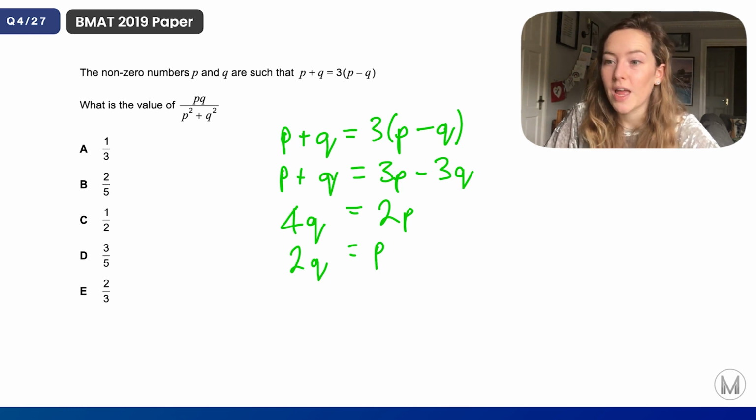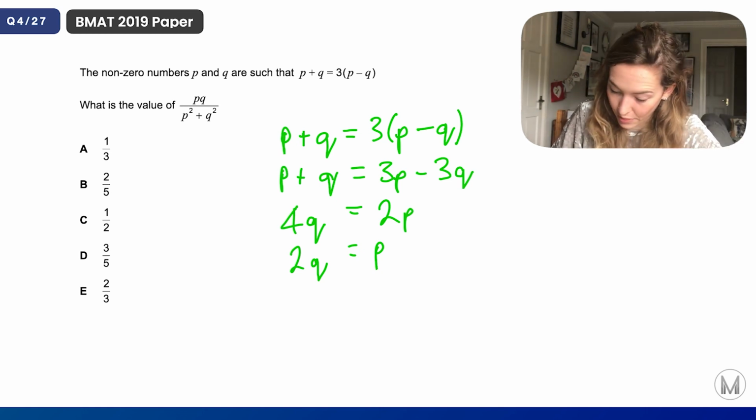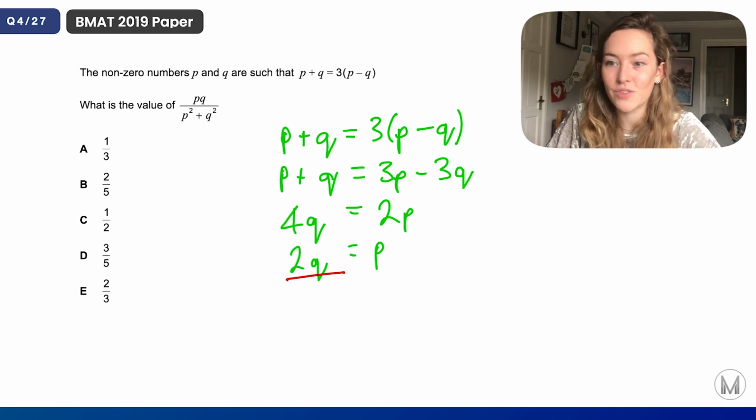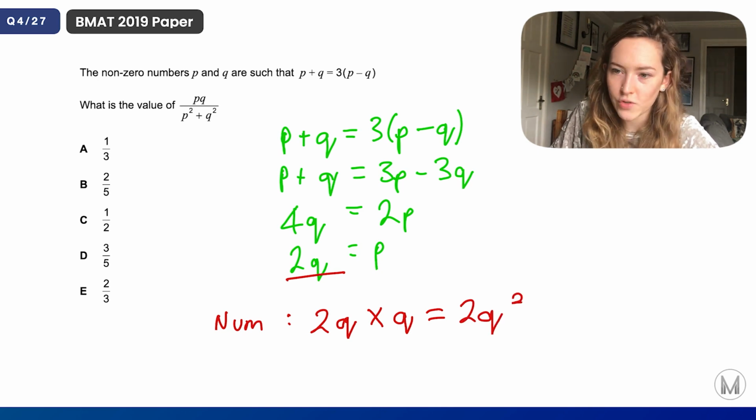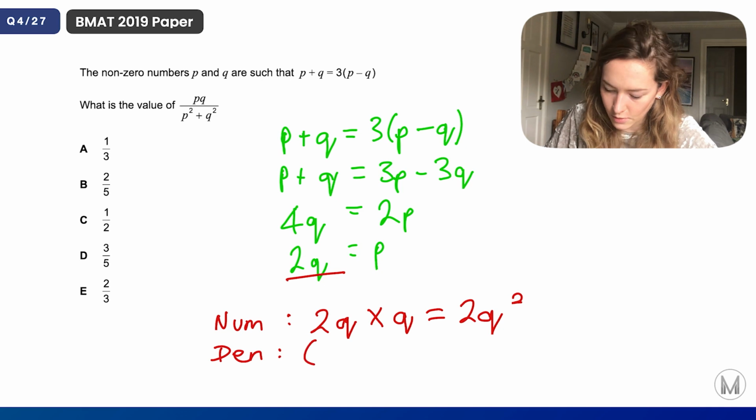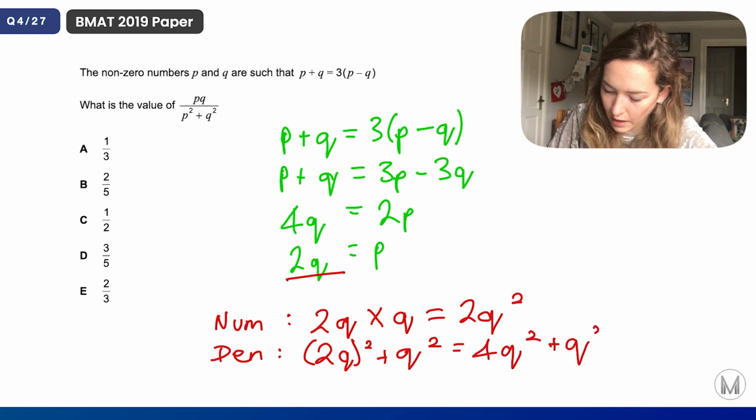We can then substitute the expression p equals 2q into the equation of the question that is asking us to solve. So every time p appears in the equation, we can simply replace this with 2q, and that's going to enable us to solve it. So our numerator, for example, is going to be 2q times q is equal to 2q squared. Of course, our denominator is going to be 2q squared plus q squared. So that is equal to 4q squared plus q squared, and that is, of course, 5q squared.